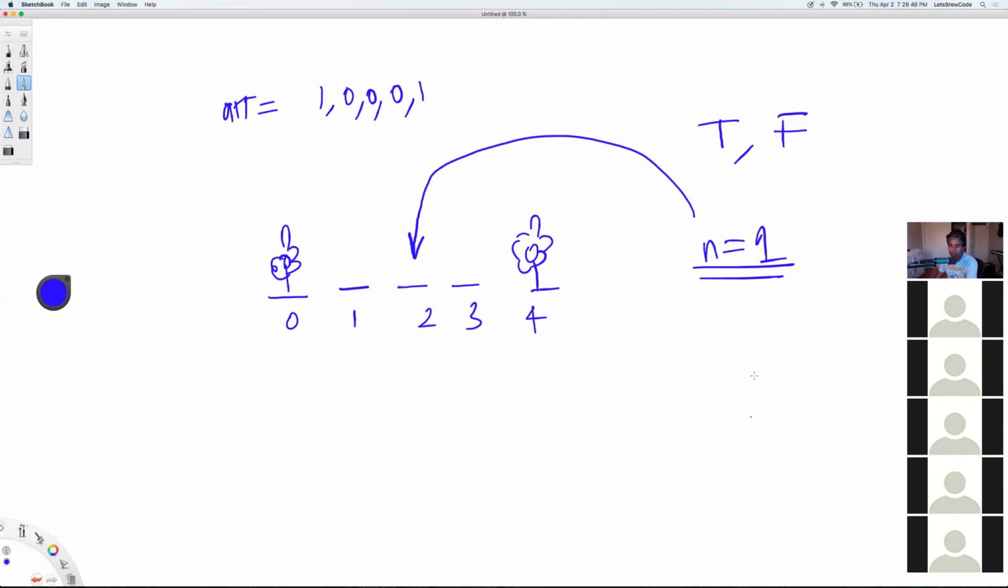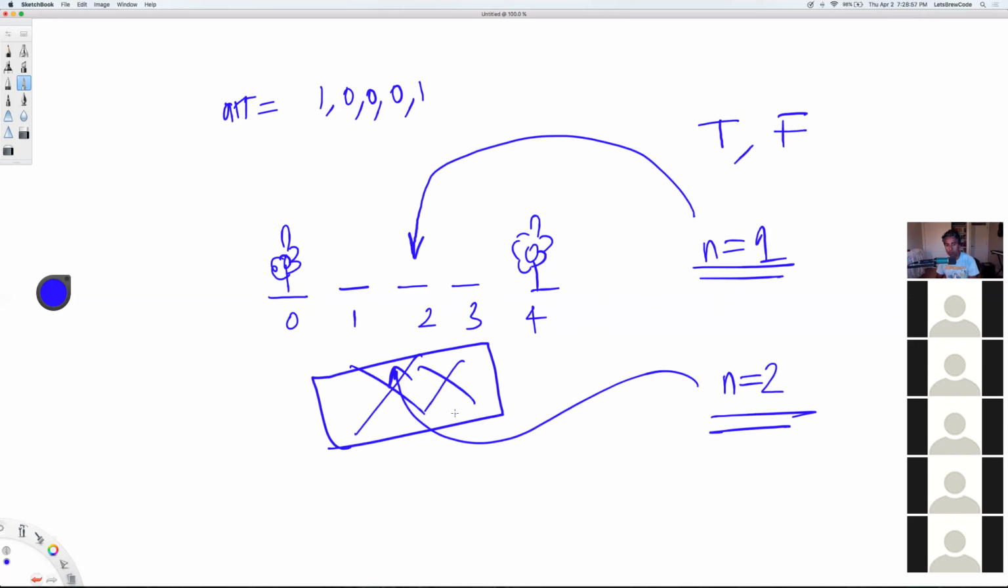But if I was to say n equals 2, then we will not be able to fit it. That will not work. So those are the three problems that we have today.